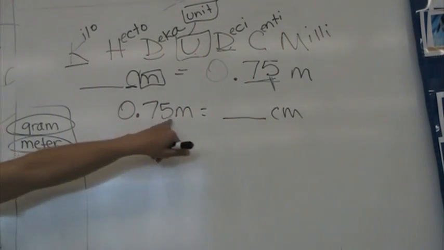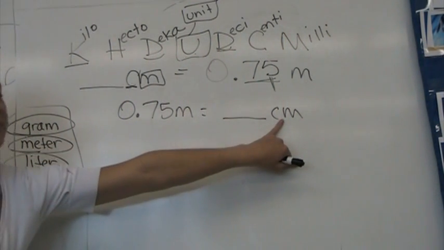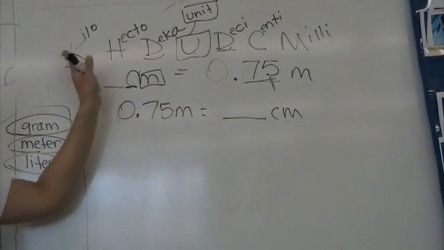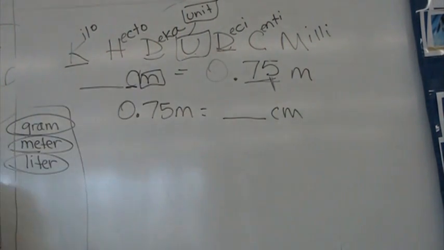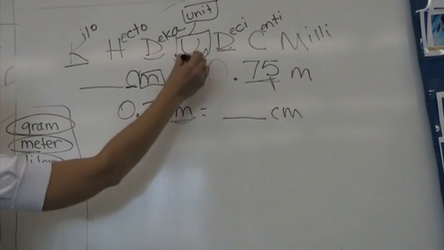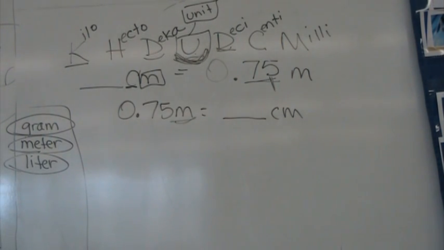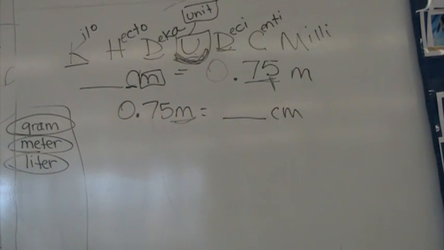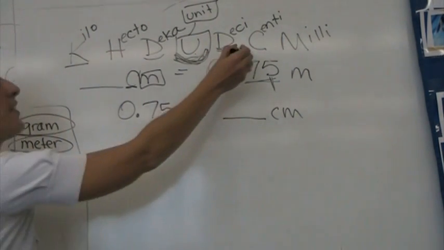Now, I'm going from meter and I'm changing it to centimeters. So where would the meter be on my chart here that I have drawn? The U. Meter stands for the unit. So I'm going to look at that U. And where do I find centimeter on the chart? It's the C. Very good.